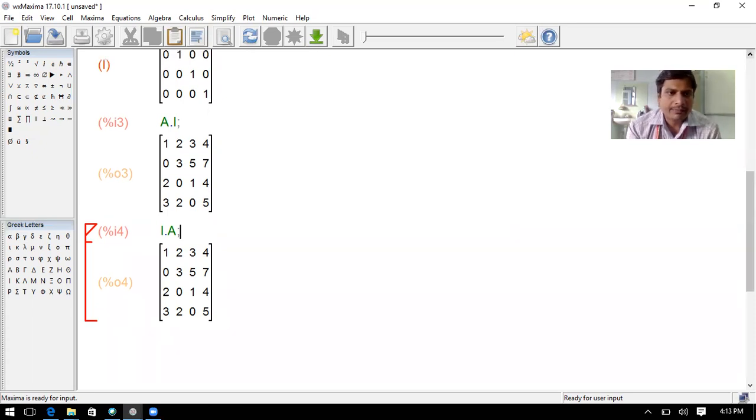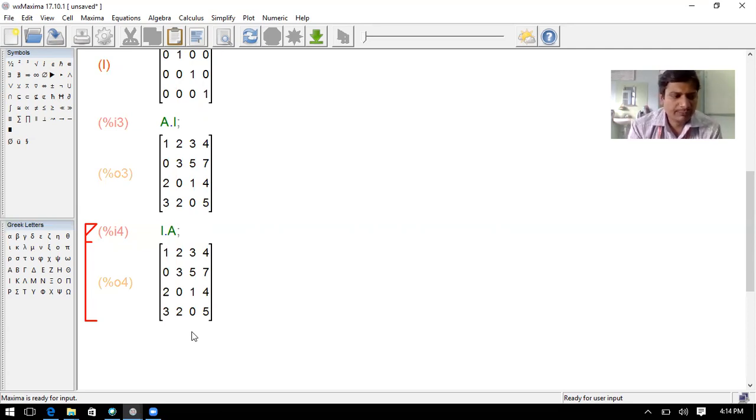See here, the AI value is: first row 1, 2, 3, 4. Here the IA value is also 1, 2, 3, 4. Then 0, 3, 5, 7, then 2, 0, 1, 4. Then the last row of AI is 3, 2, 0, 5. Here the last row of IA is 3, 2, 0, 5. That is the same. Therefore AI equals IA equals A. A is also the same: 1, 2, 3, 4, 0, 3, 5, 7, 2, 0, 1, 4, 3, 2, 0, 5. Okay, this is AI equals IA equals A.